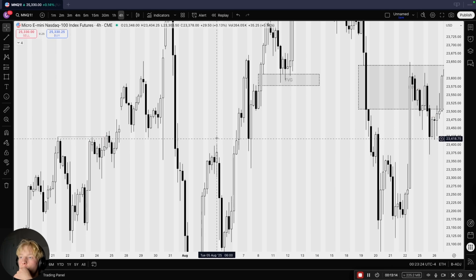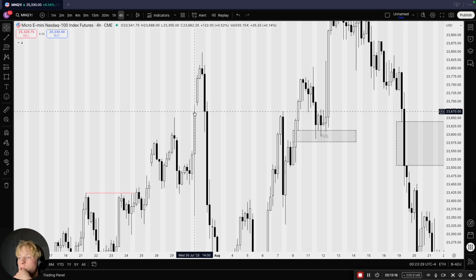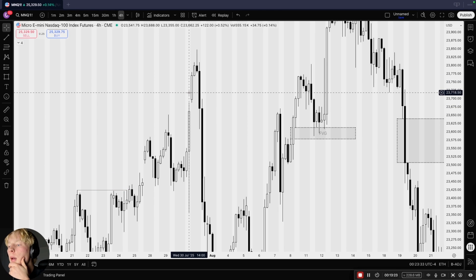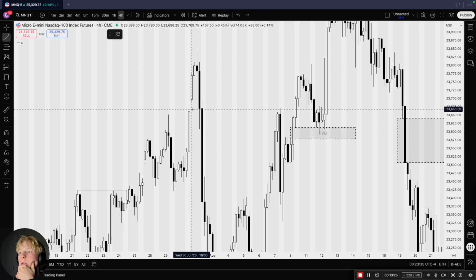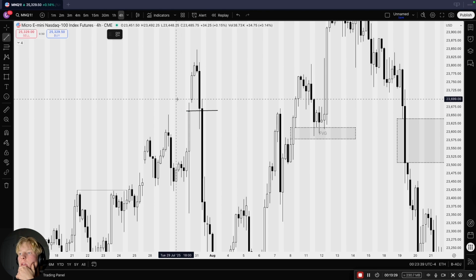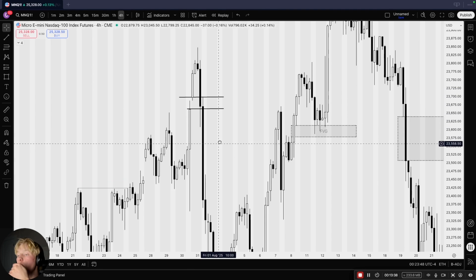Now, inverse fair value gaps. Actually, here's a beautiful example of a day gap. So here's a candle gap for you. That's going to be the candle gap, and that's going to be the candle gap right here. All that space in between there needs to be filled because it's now an imbalance. So price comes down, fills it, and then it actually decides to break through.